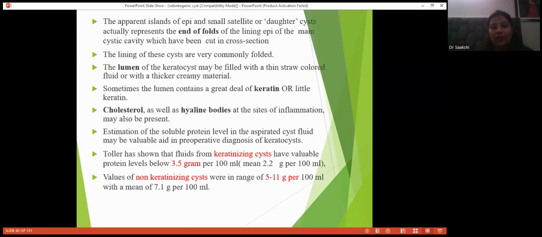Now they suggest that the keratinizing cysts have lower protein levels. इसमें protein level कितना होता है? That is 3.5 grams per 100 ml, and non-keratinized cysts were in range of 5 to 11 grams per 100 ml with the mean of 7.5 gram. ये दोनों पॉइंट्स आपके लिए बहुत इंपॉर्टेंट है, those who are doing for the MDS.